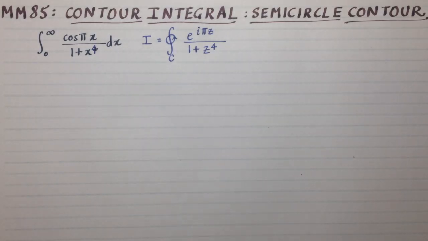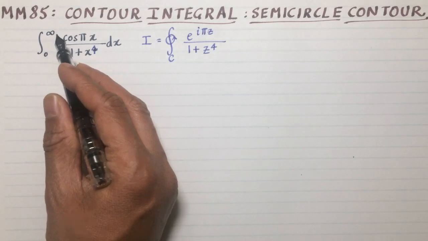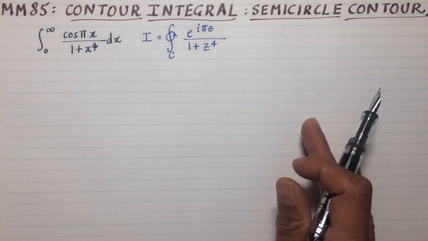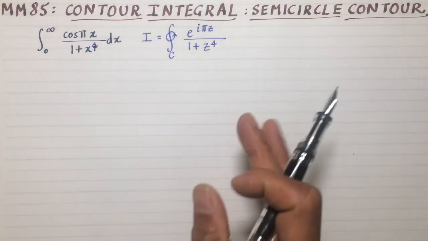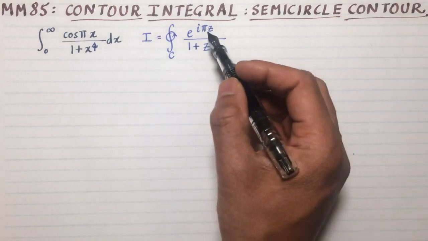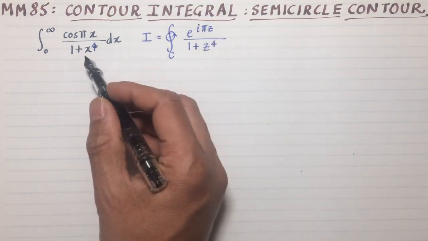A semicircle contour is what you will need if you have an integral that goes from 0 to infinity, because what you can do is make the integral go from negative infinity to infinity, go up a contour, and then take half the value. The complexification of this integral is given here. At the end, we'll take the real part, and the real part of this is just that.